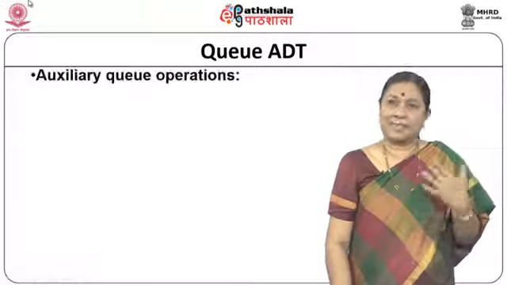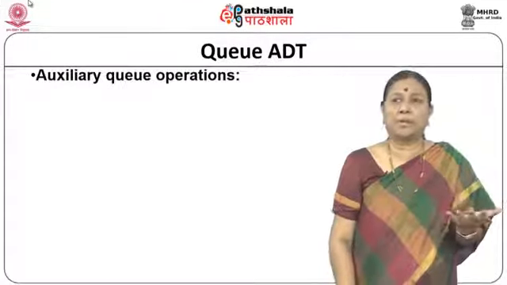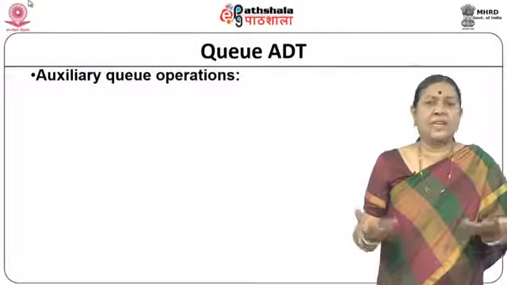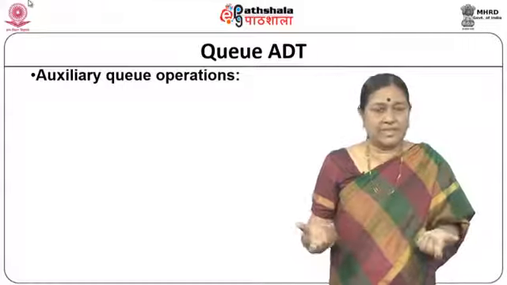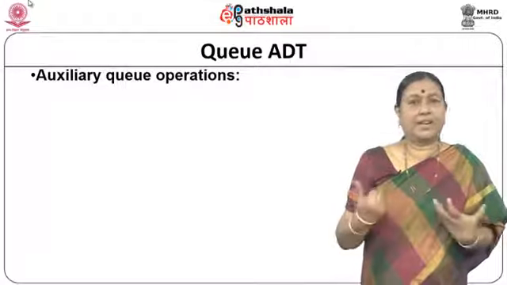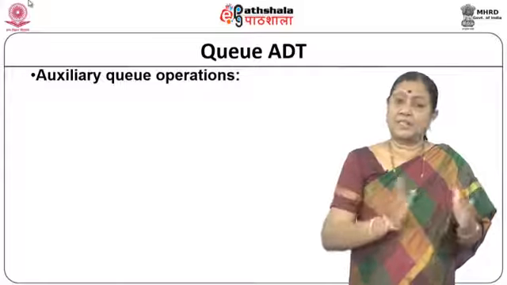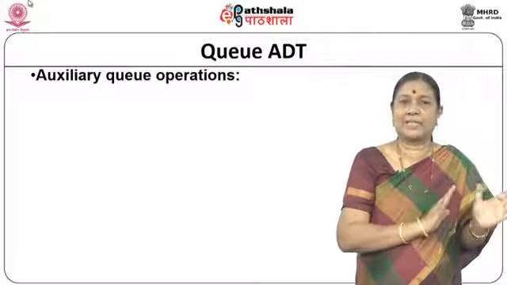Now, there are some auxiliary queue operations. These are the main operations. What are the main operations, as we have seen? Create, then add, then you find out whether it is empty, delete, and then access the front element. These are typical operations, a similar set of operations you will remember from stack also.